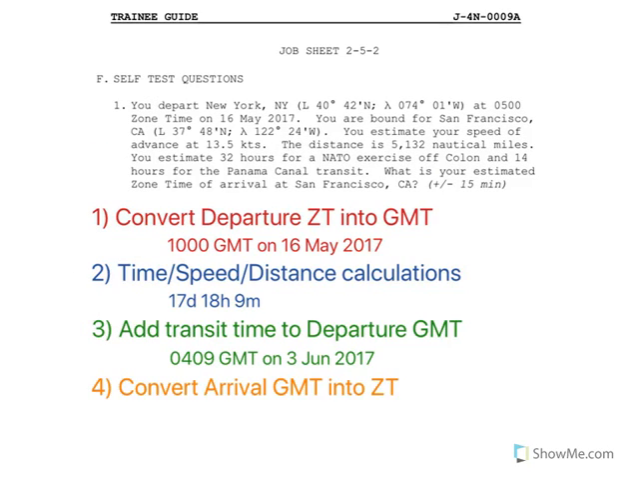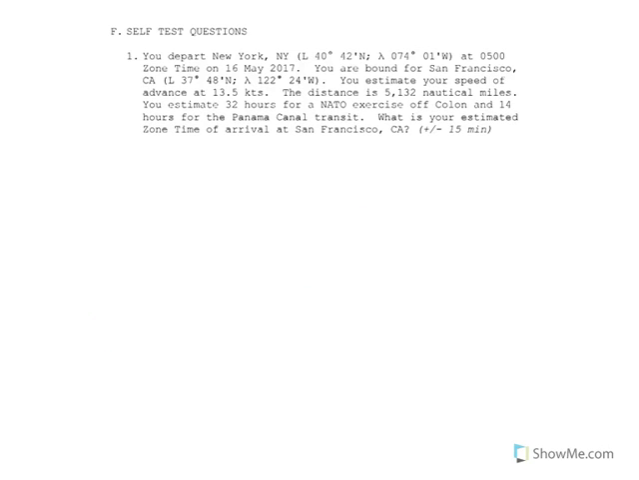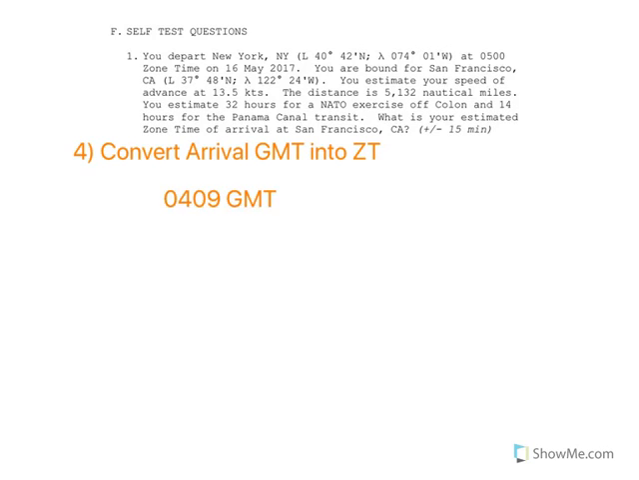Our last step is to take that arrival GMT and convert it back into zone time. We're not going to tell the pilot in San Francisco, oh, I'll meet you at 0409 GMT. No, we need to tell them what time zone time will show up. So that is our last step. This is very similar to step 1. The only difference is we'll take the zone time of our destination. So let's write in our arrival GMT, 0409 GMT on 3 June 2017.